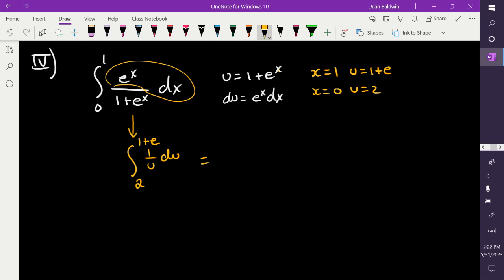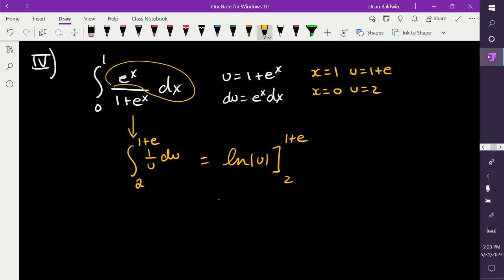What's the integral, or what's the antiderivative of 1 over u? Ooh. What we did on Friday, I think. It's the natural log of u, and we're evaluating it from 2 to 1 plus e. The antiderivative of 1 over u is the natural log of u. Remember, we did that on Friday. Nobody seems to remember that. It was Friday, so it doesn't count? Yeah. Okay.